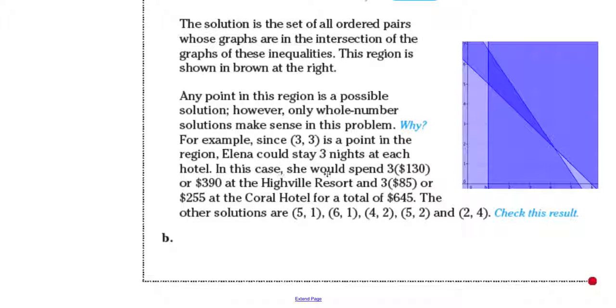In this case, she would spend 3 times 130, or $390, at the Highville Resort and 3 times 85, or $255, at the Coral Hotel, for a total of $645, which is still way below $700. So the whole number solutions are (5, 1), (6, 1), (4, 2), (5, 2), and (2, 4). Those are the only whole number solutions that will fall inside that little triangle right there.